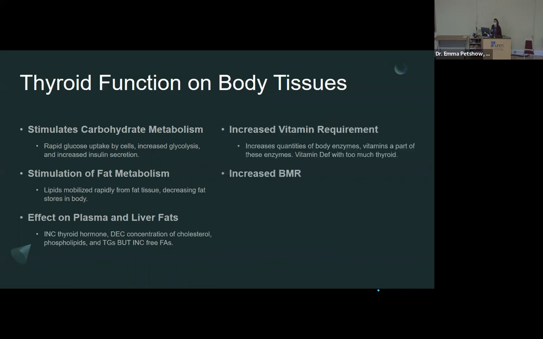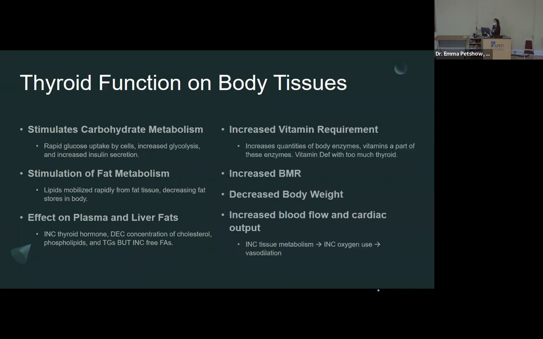So metabolically, and this is why we are talking about biochemistry today, it's because we start talking more about metabolic stuff when we talk about the thyroid. The thyroid function itself increases carb metabolism, so glycolysis is going to increase. We see more fat metabolism, so lipids are going to be removed from fat tissue, decreasing our fat stores in the body. We're going to also see a decreased concentration of cholesterol, phospholipids, and triglycerides from that, but an increased amount of free fatty acids. The reason is because when we see an increase in thyroid hormone, we're wanting to utilize energy sources. We're not wanting to store.